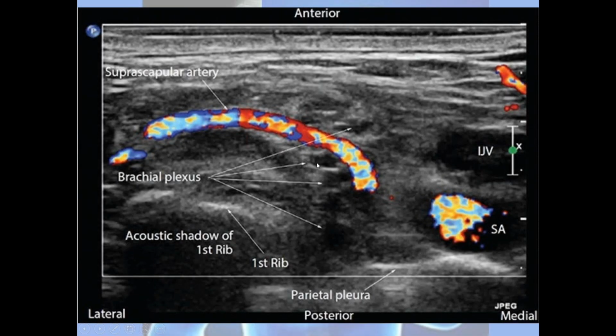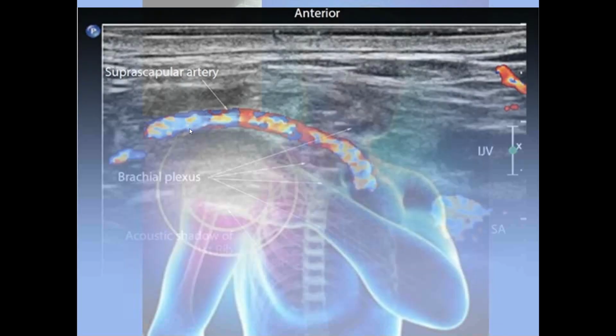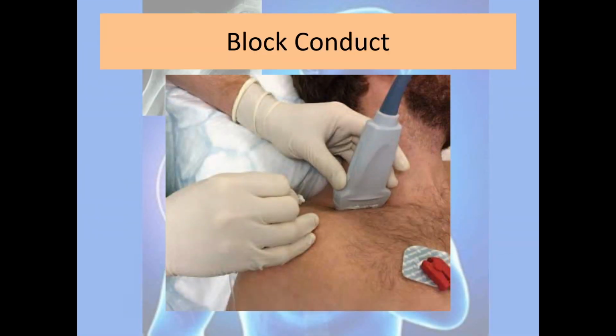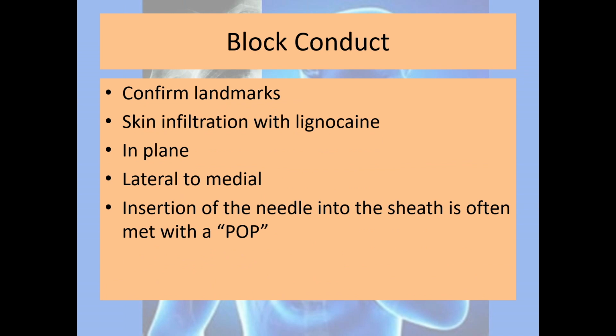And this is another ultrasound image showing the suprascapular artery coming out from the subclavian artery, crossing the brachial plexus. So how do you conduct the block? Confirm the landmarks under aseptic technique again, infiltrate the skin, and we usually advocate a lateral to medial approach. Even though there is also a medial to lateral approach, we usually conduct this block in the lateral to medial approach. And we insert the needle into the sheath.